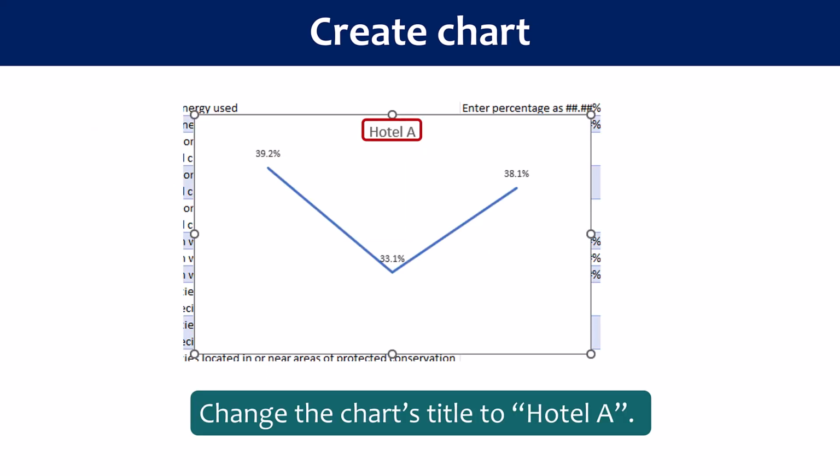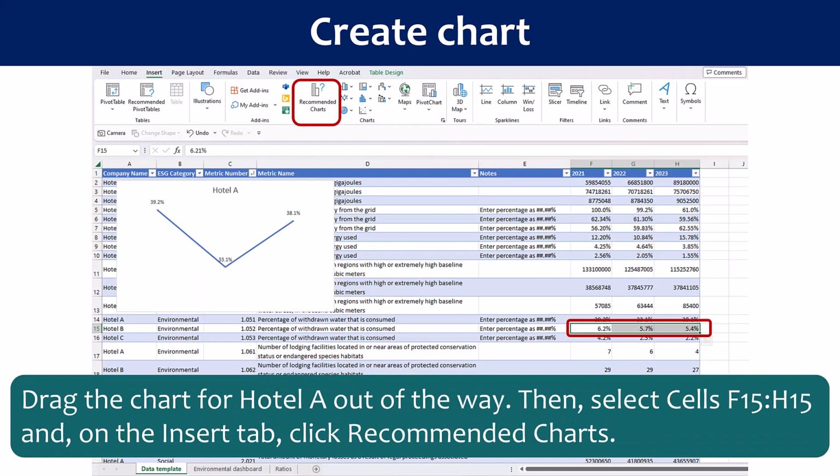Change the chart's title to Hotel A. For your dashboard, change the name of the chart to be the name of the hotel you are analyzing. Drag the chart for Hotel A out of the way.